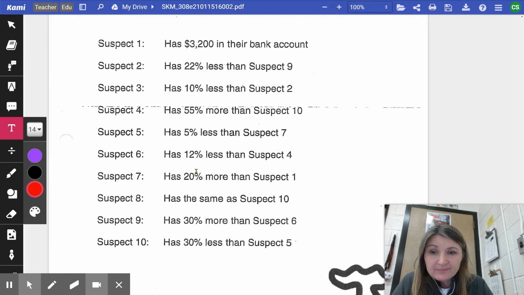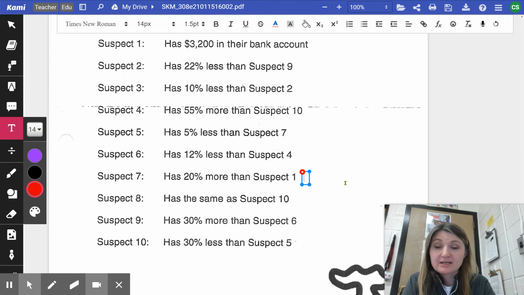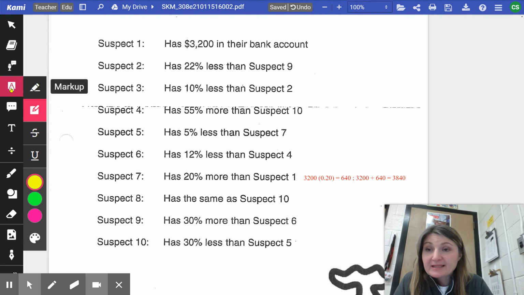So I have to go down my clues and find suspect 7 has 20% more than suspect 1. So I have to start down here and do 3,200 times 0.20, which is a percent. And that would give me 640. Then, since they have more than suspect 1, I take 3,200 plus the 20% more. Suspect 7 has a total of $3,840. Maybe highlight how much they have so when I look back at them at the end, I can determine the 2 that are the highest.